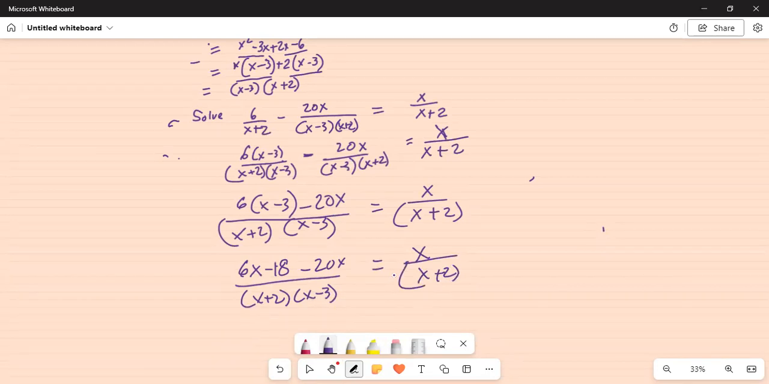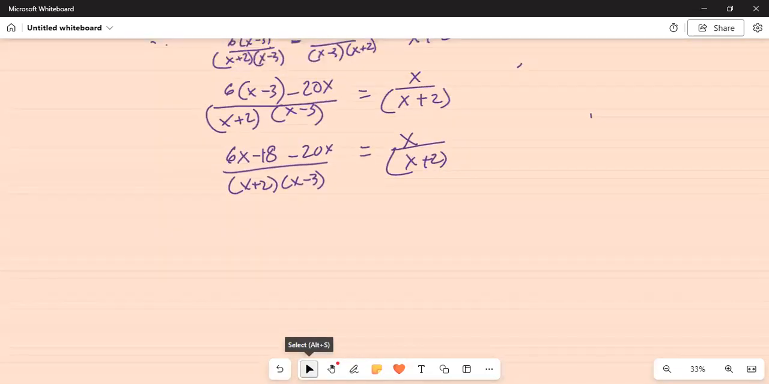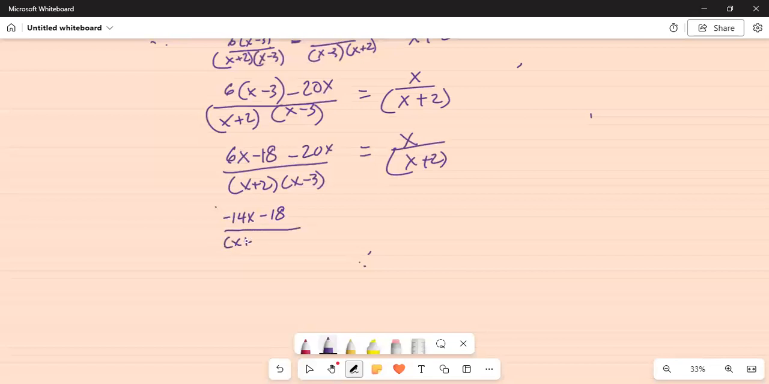Notice I have x plus 2 in the denominator on both sides. So now I can write in the numerator on the left-hand side 6x minus 20x, which is minus 14x, minus 18, over x plus 2 times x minus 3 in the denominator, is equal to x over x plus 2.